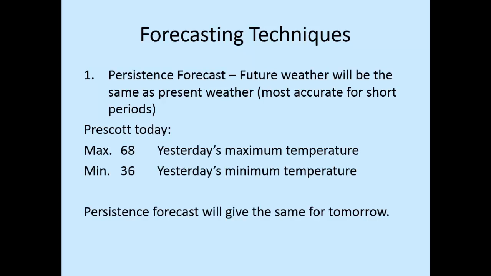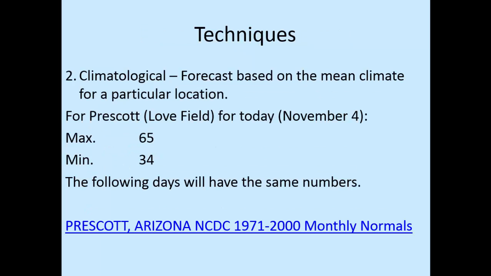All right, so the persistence forecast. Future weather is going to be the same as the present weather. So just as an example, and these are not our normal temperatures, these are from about a month ago. So in other words, if yesterday's maximum temperature at Prescott was 68, well, that's what we can expect tomorrow under certain conditions. What might those conditions be? Well, if we're under the influence of high pressure, a large ridge, which we are right now, we would suspect the temperature's probably going to do the same over the next several days as long as we're under the influence of that same weather system, which we do get a lot here, okay? Same with the minimum temperature. So the persistence forecast will give us the same weather for tomorrow, and we get a lot of that here in the Southwest.